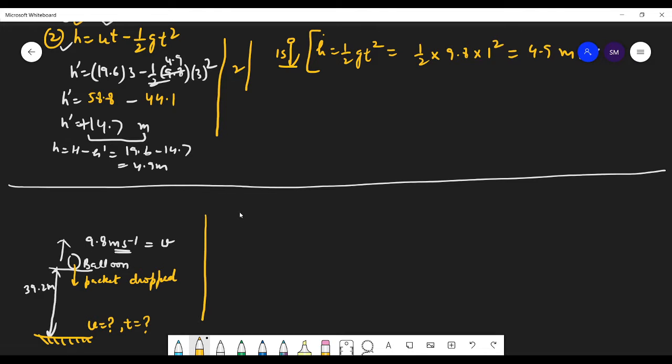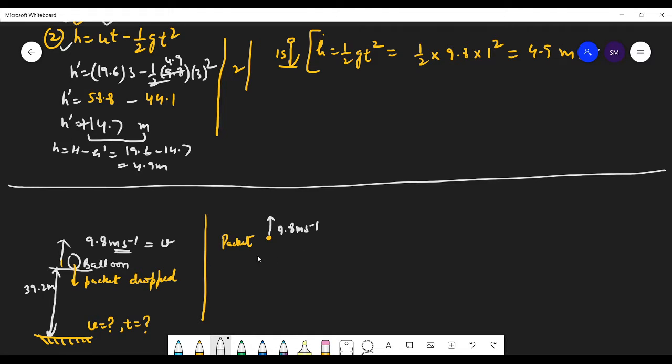Now here you have to see that, let us forget everything. Let us make a free body diagram which has only the packet, because we are studying only the packet. So this is your packet, okay? Whatever you are studying, just draw that as a point, okay? Now, at this point, the packet was going up with a velocity of 9.8 meter per second.